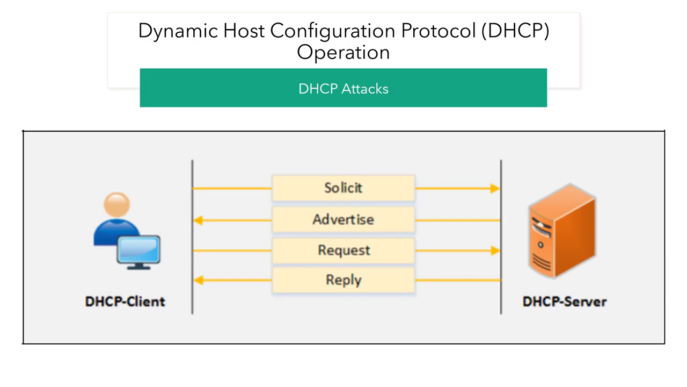DHCP uses 2 different ports, UDP port 67 for the server and UDP port 68 for the client. A DHCP relay agent forwards the DHCP packets from the server to the client and from the client to the server. The relay agent helps the communication, like forwarding the requests and replies between the clients and the servers.